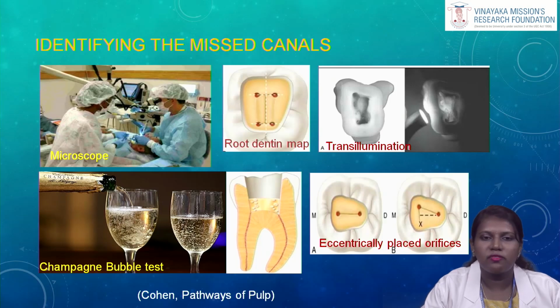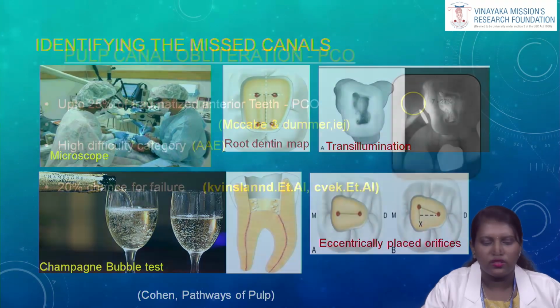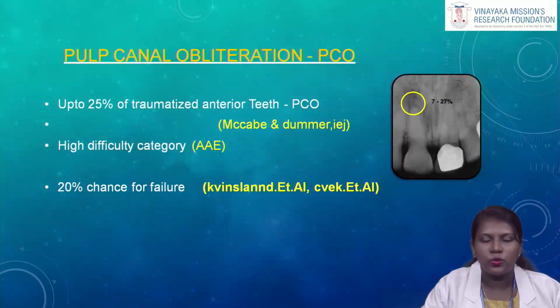Missed canals can be found out by any of these methods: using a microscope, root dentin map, transillumination method, champagne bubble test, and eccentrically placed orifices. Pulp canal obliteration, also known as PCO, can be seen in up to 25% of traumatized anterior teeth. It is in the high difficulty category, and there is a 20% chance of failure when we are treating an obliterated pulp canal.